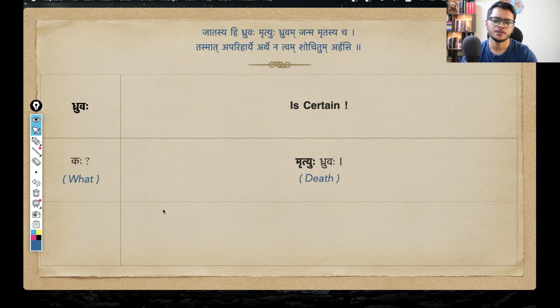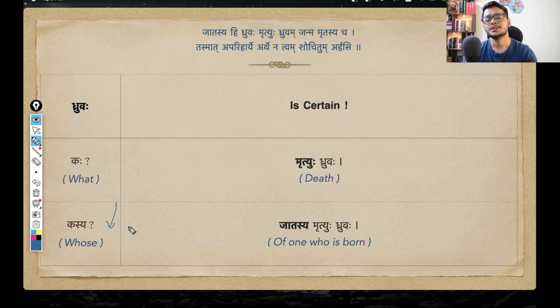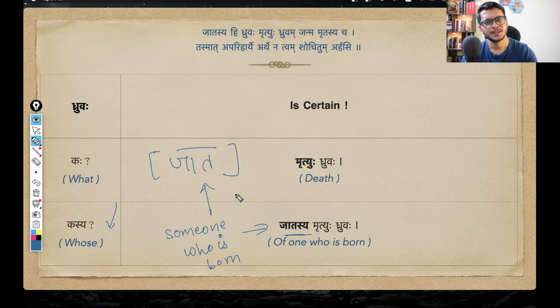But now if we move on, a question will pop up: Kasya Mrityuhu Dhruvaha, that whose death is certain? And in response we get Jatasya Mrityuhu Dhruvaha. And Jatasya, if we find out the Pratipadika, Jata is the Pratipadika. Jata means one who is born, in the sense that someone who has already taken birth. This Pratipadika itself has come from the Jan Dhatu. Jan Dhatu means to be born, right?